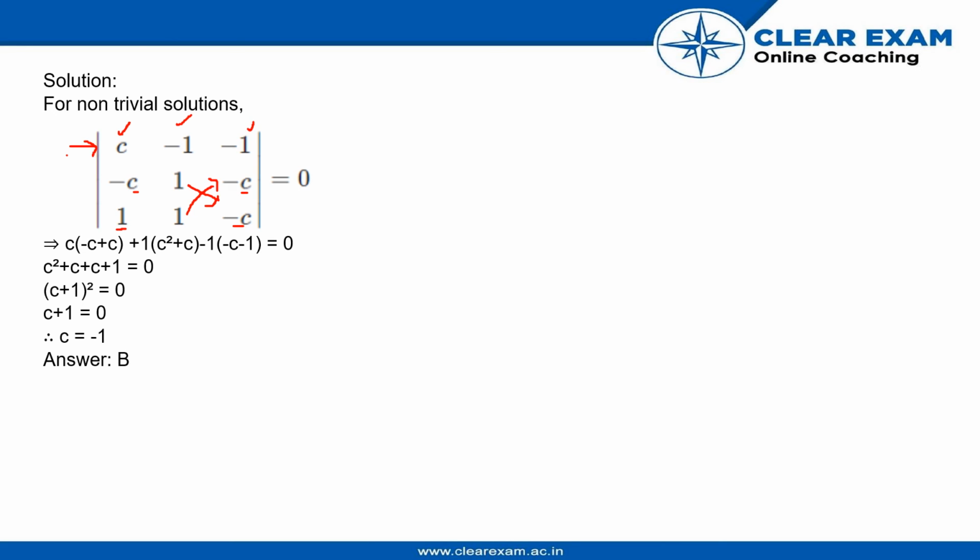On solving the equation C square plus 2C plus 1 equal to 0, we'll get the C value as minus 1. So our answer is B option, C equals to minus 1. Thank you.